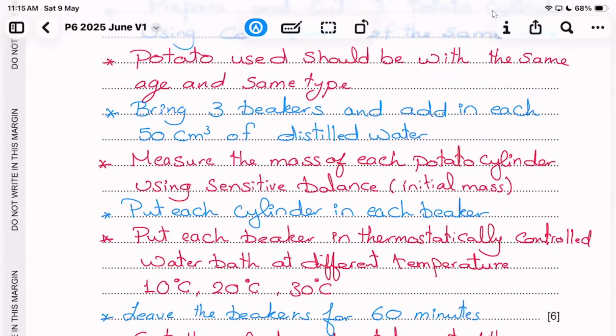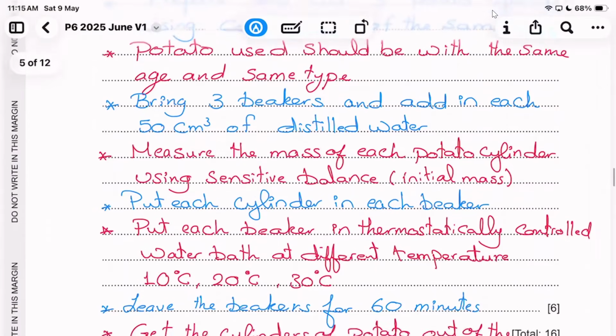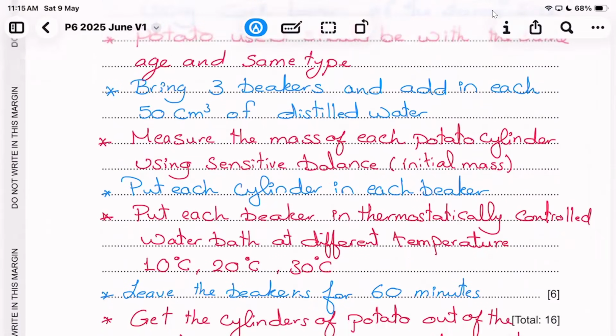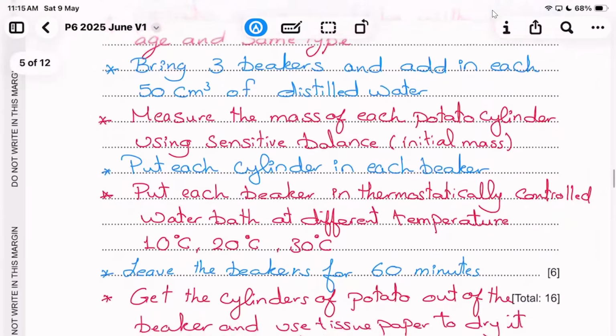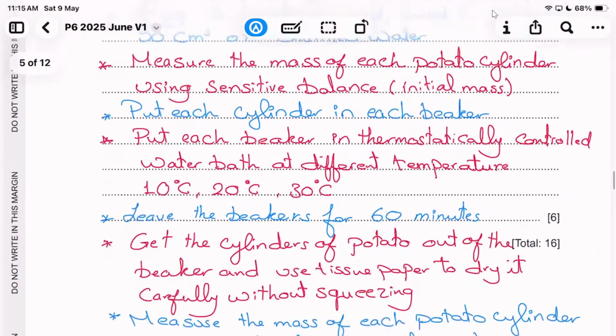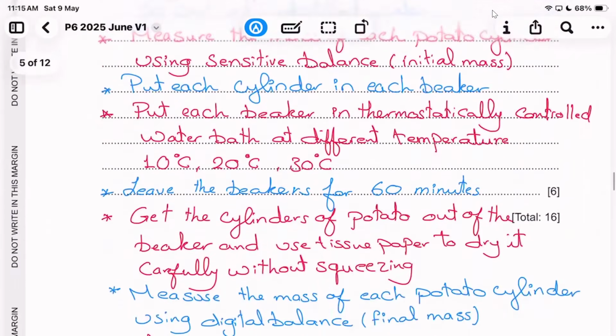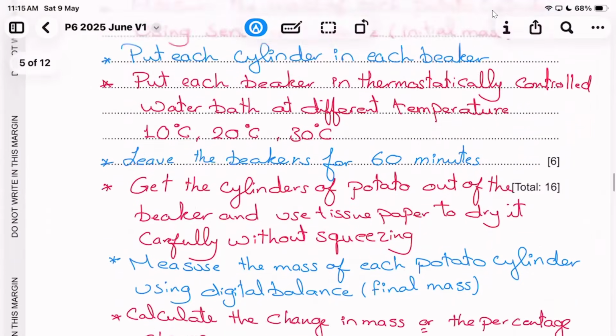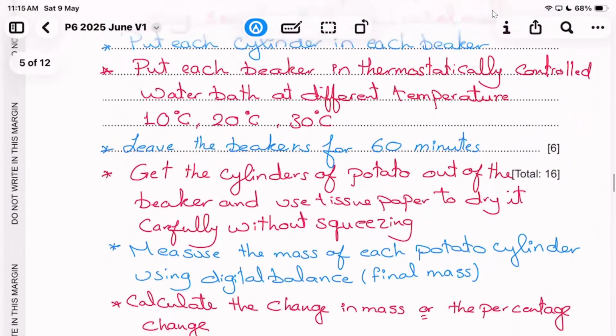After that, we have to get this cylinder from the beaker and use tissue paper to just dry it carefully without squeezing to get the exact increase in mass. Finally, measure the mass of the potato cylinder using the digital balance again, which is the final mass. After that, we have to calculate the change in mass.